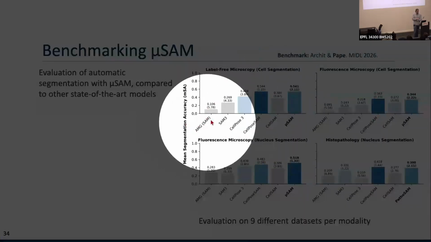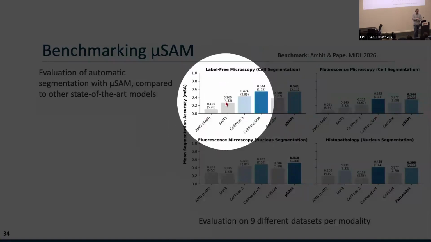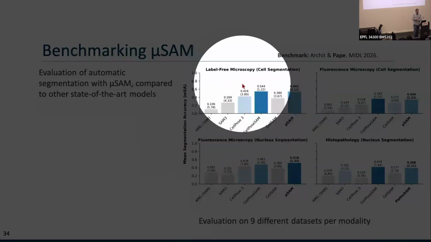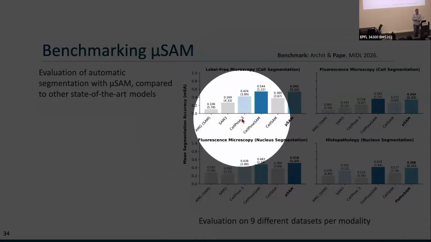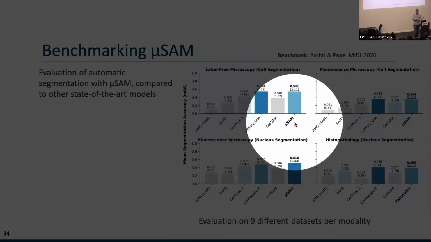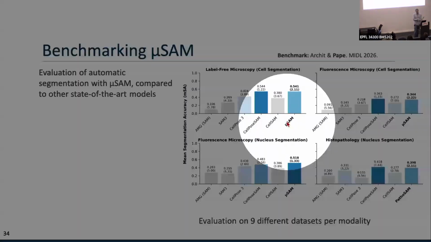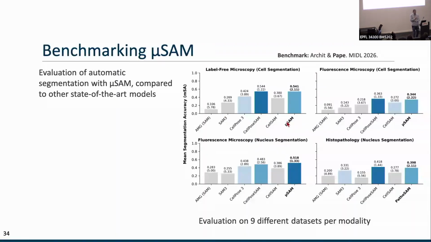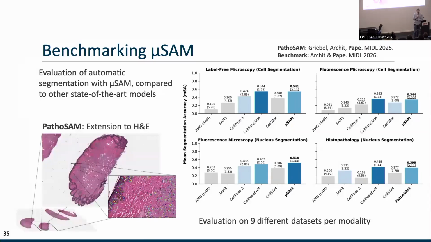Right, so this is the initial SAM model. This is the latest SAM version, SAM 3. Then this is the prior CellPose version, CellPose 3. And then CellPose SAM, which is sort of the state of the art, but very close in almost all settings to our microsam model. And we have this here, right, for label-free microscopy, fluorescent microscopy, nucleus segmentation also, and also histopathology, where this in our case is kind of a new model that we trained afterwards, where we more or less replicated the effort I just described for microscopy for H&E.